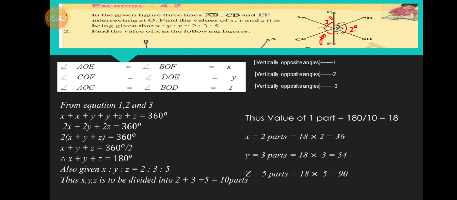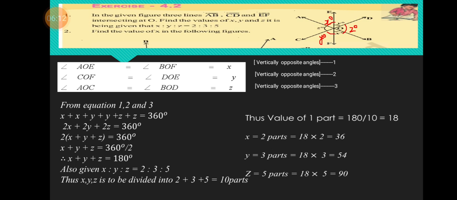That is, x plus y plus z is 180. So, the value of one part is 180 by 10, which is equal to 18. So, the value of x is equal to 2 parts, so 2 into 18 is equal to 36 degrees. y is equal to 3 parts, that is 18 into 3 is equal to 54 degrees. z is equal to 5 parts, that is 18 into 5 is equal to 90 degrees.